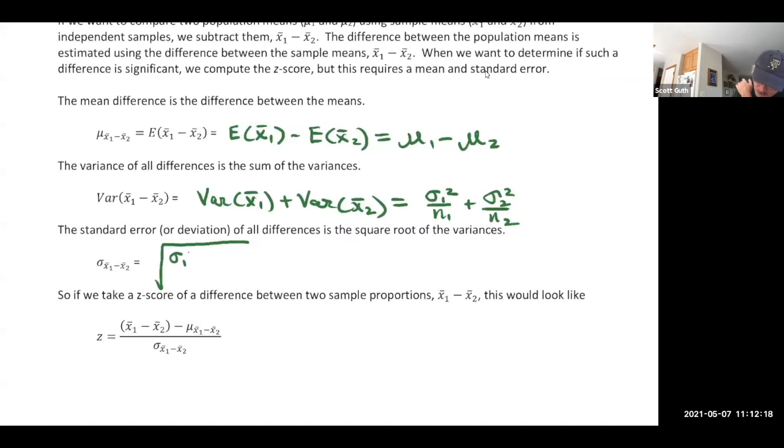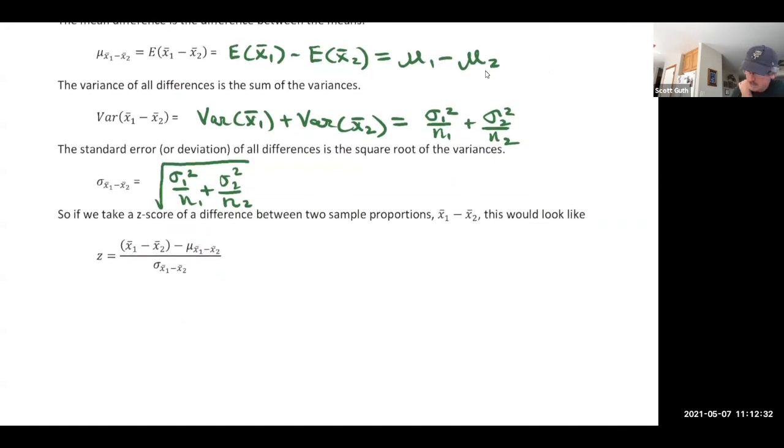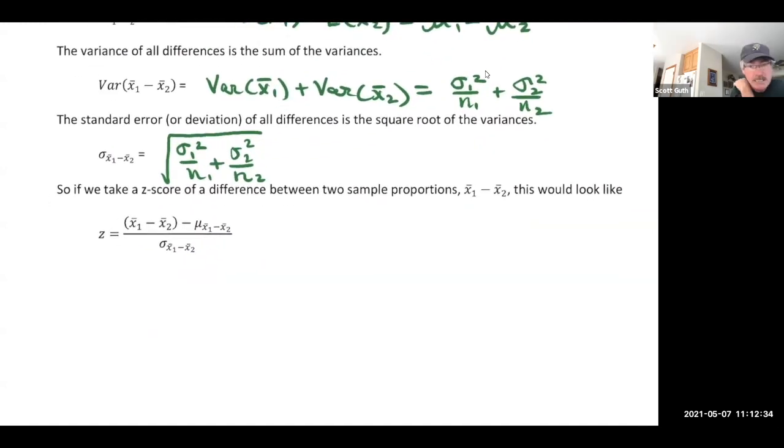Notice I'm using sigma 1, not S1, and sigma 2, not S2. And because I'm using population standard deviations, the standard score of this is not the t, it's the z-score. T only comes in when we use sample standard deviations in place of population standard deviations.